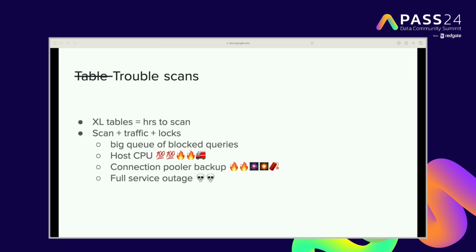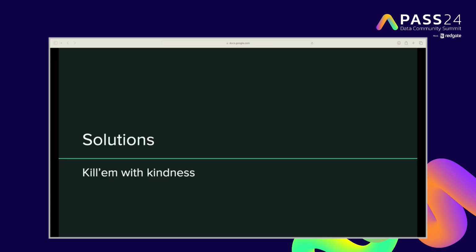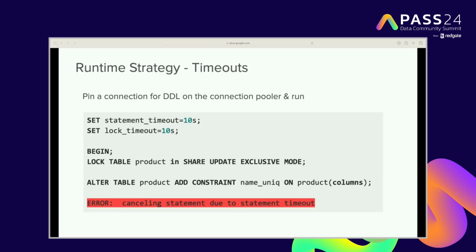And this has happened to us a few times. So how do we get around this situation? Our solution is to kill this long-running DDL, but with kindness. We have a runtime strategy. We have some tooling to run the DDL with, and here's what we do.